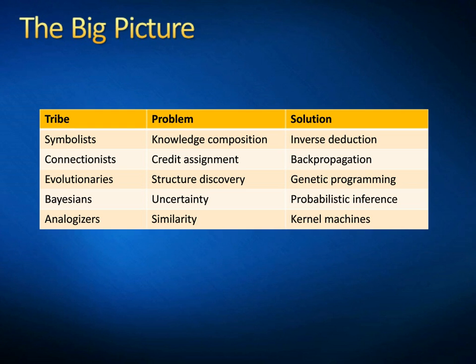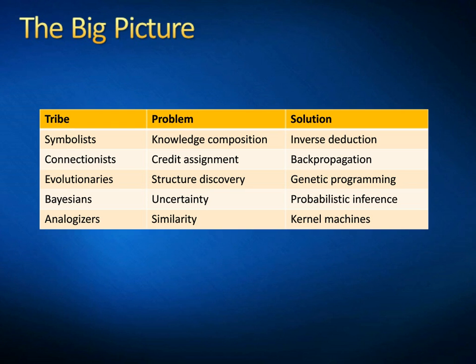Like, for example, think of Niels Bohr proposing his theory of the atom by making an analogy between the atom and the solar system, right? He was learning from a single example, and he was learning across very different problems. This is something that only the analogizers are able to do. And their most popular algorithm is kernel machines.